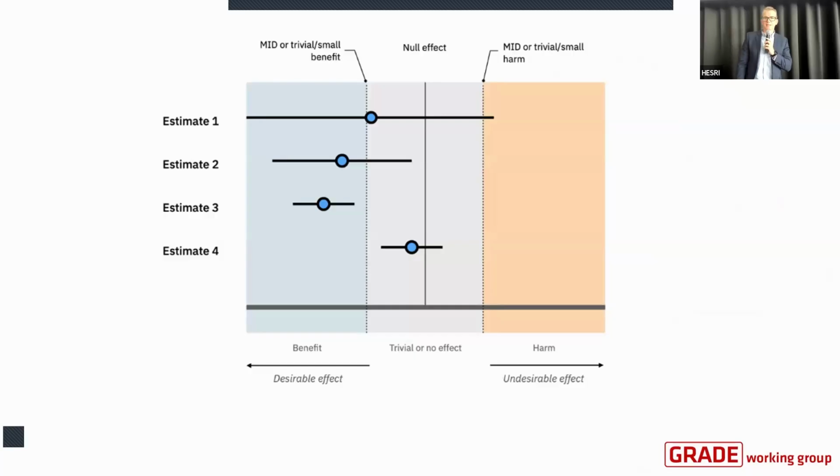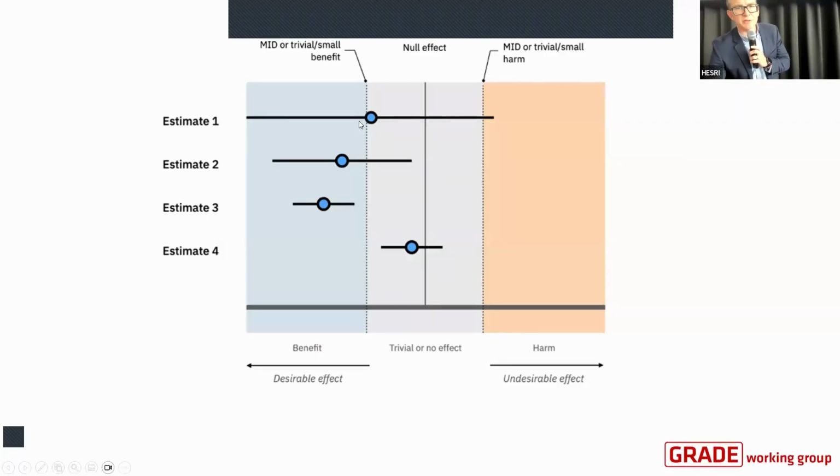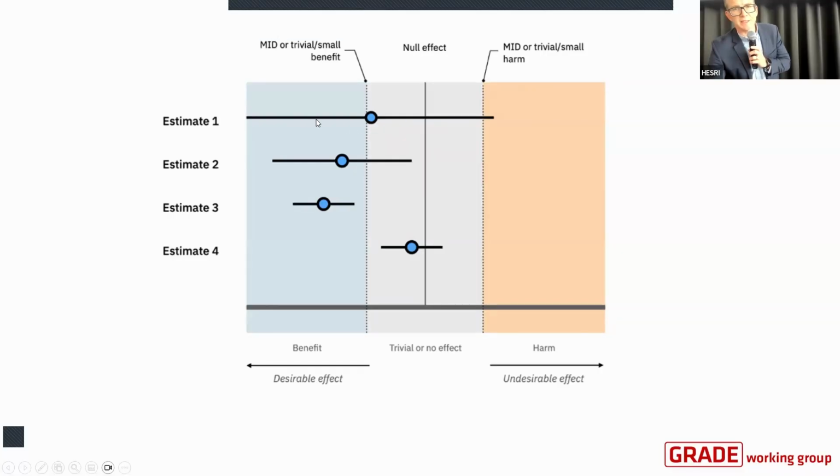So what would this actually look like? This would be an example where we have set an MID for benefit and then for harm. And in terms of rating the certainty of evidence from a GRADE perspective, if we imagine that each of these estimates are the results of a systematic review or a meta-analysis, you can see here that our first estimate is crossing both this benefit threshold and this harm threshold.